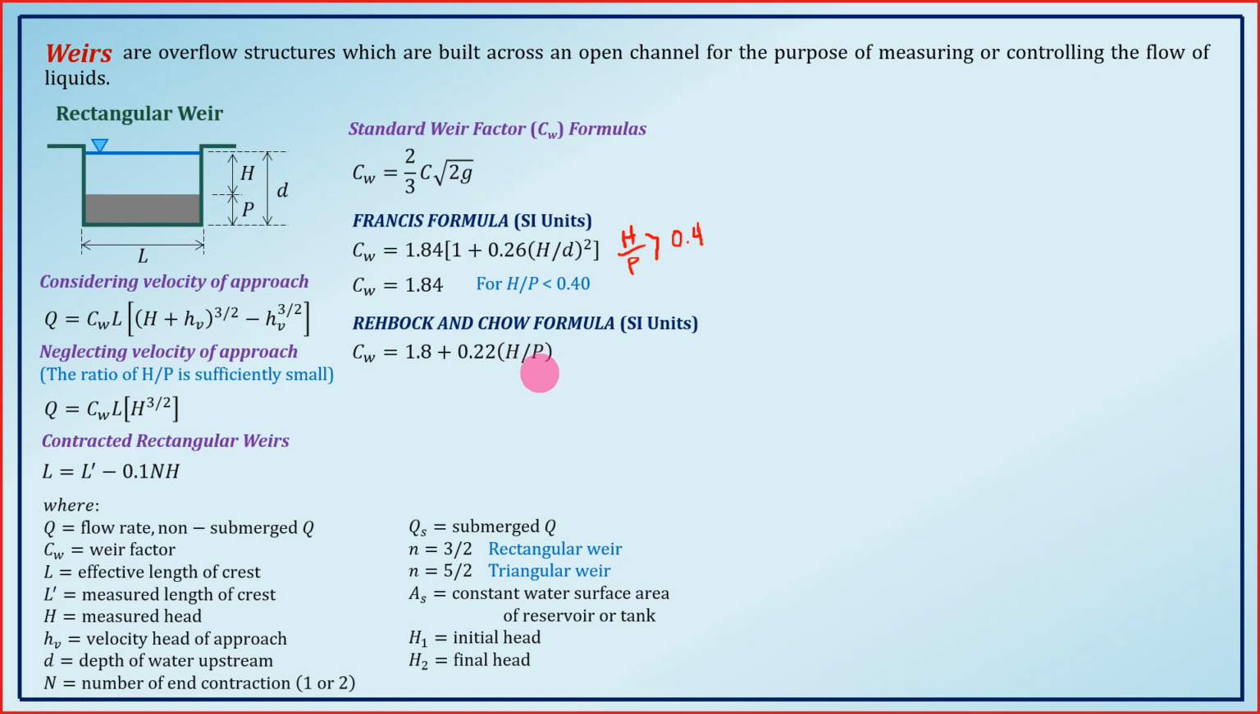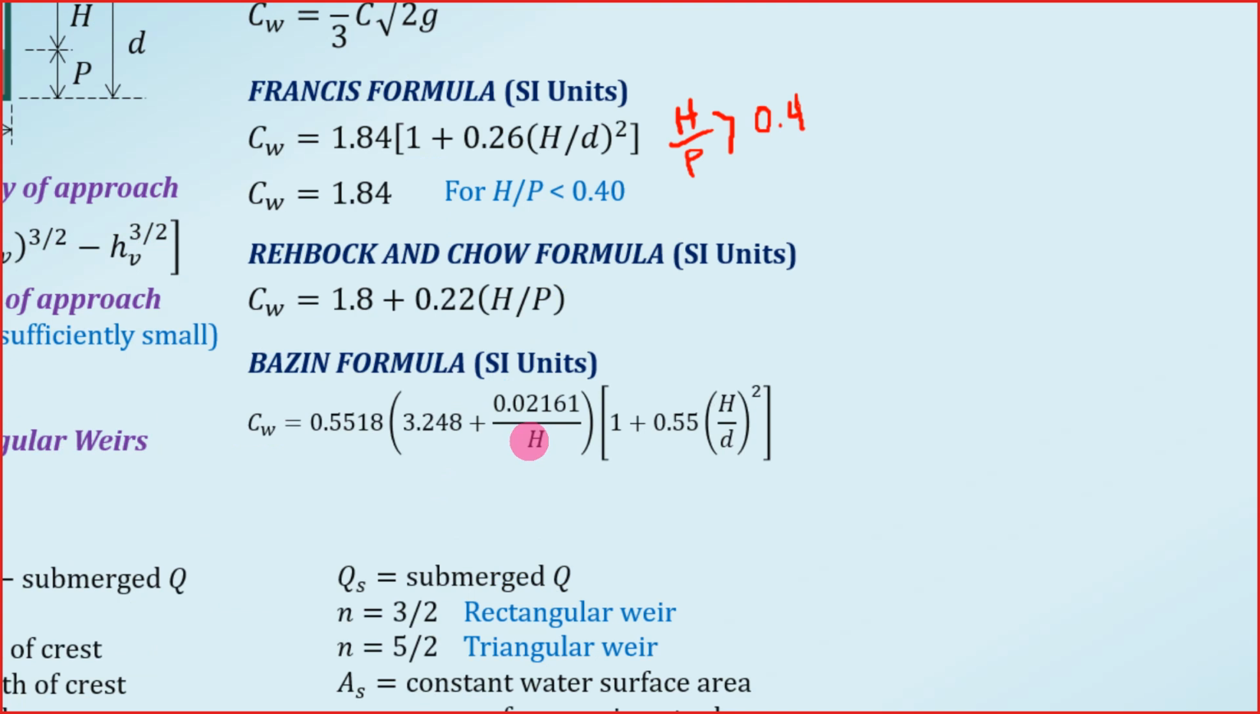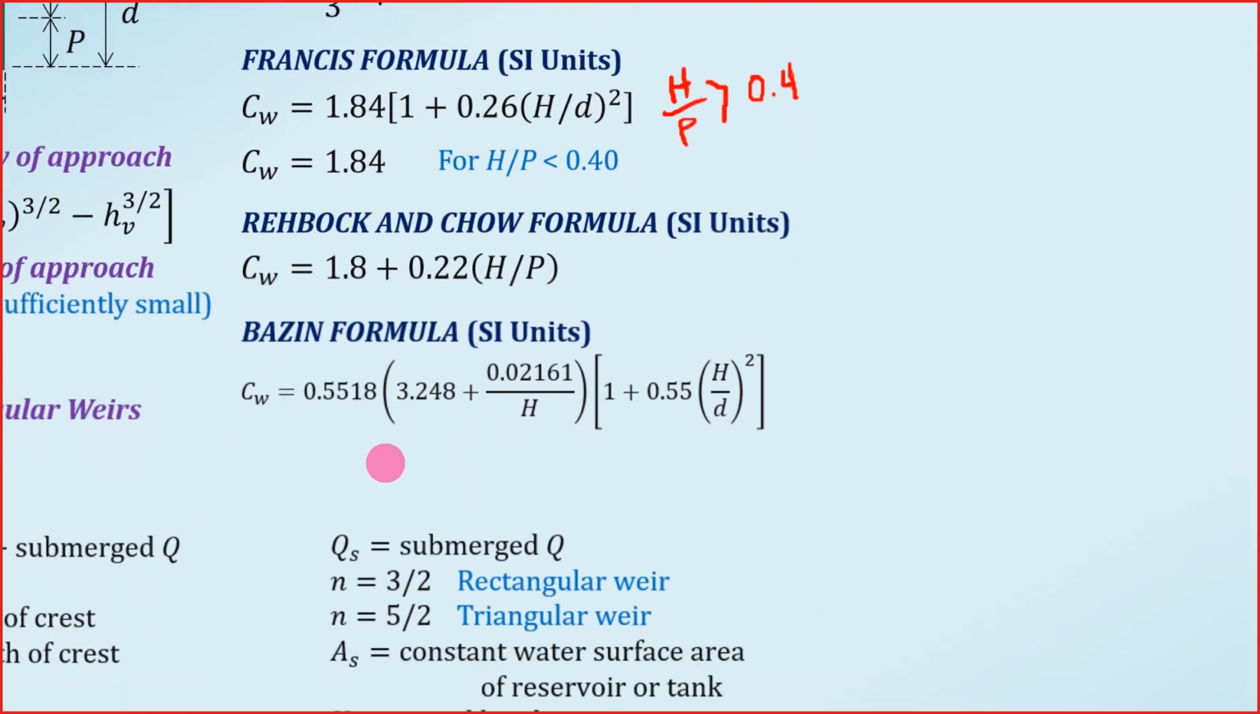Ayan, Rehbock. The next, we have the greatest formula of all, the Bazin formula. Ayan. Ang Bazin formula natin is itong pagkahaba-haba na yan. So, for CW pa lang yan. Hindi mo pa nakakabisado yung sa Q natin. Ayan. So, CW for Bazin formula is 0.